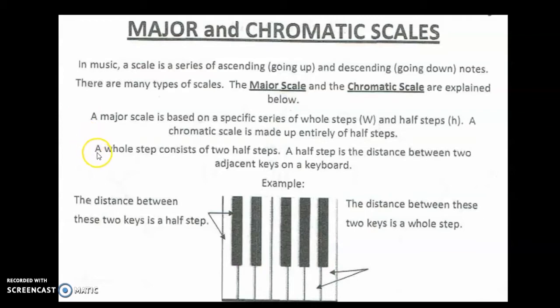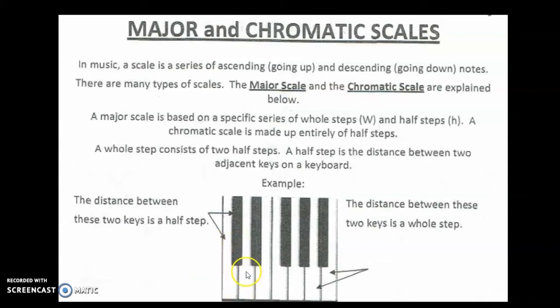And it says that right here. A whole step consists of 2 half steps. A half step is the distance between 2 adjacent keys on the keyboard. Now, let's break this down on the keyboard a little bit more. It shows you the distance between these 2 keys is a half step. From this one to this next key to the right is a half step.